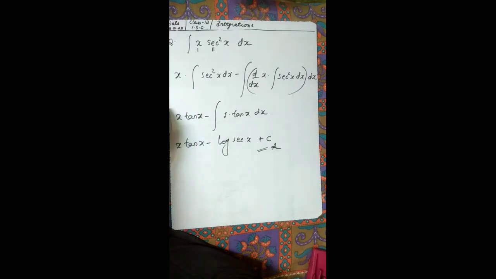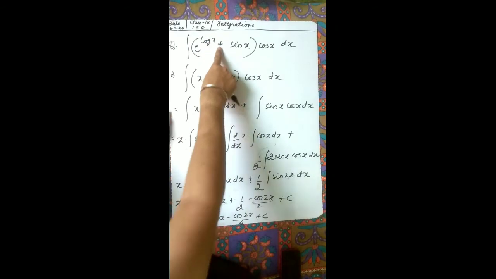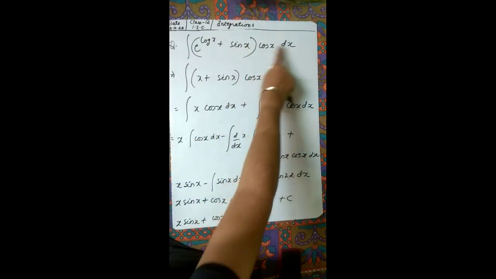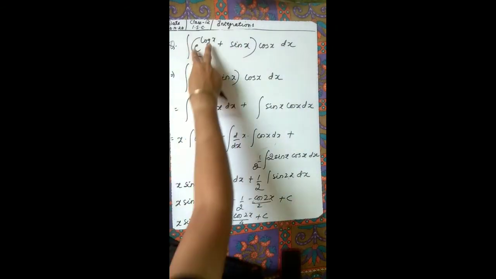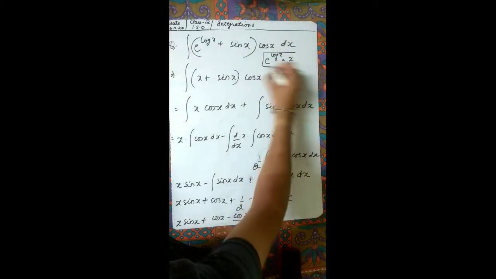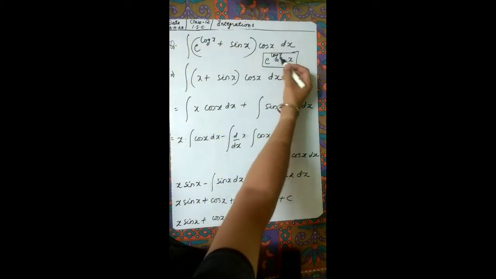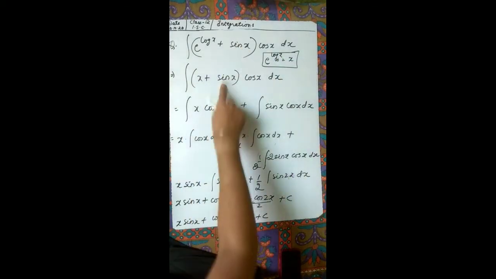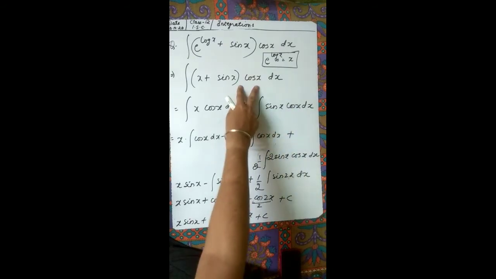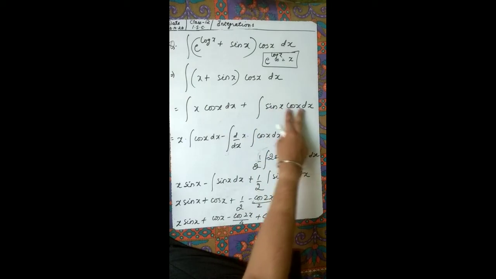Okay, next question: integration of e to the power log x plus sin x into cos x dx. First of all, as I told you, e to the power log x will give you x. Why? Because this is a logarithm with base e and this is also exponential, so they cancel each other and we get x as the answer. Plus sin x into cos x dx. Multiply cos inside, so it will be x cos x dx plus sin x cos x dx.